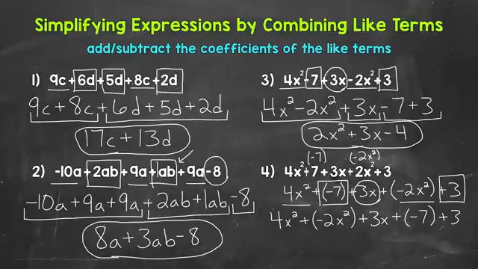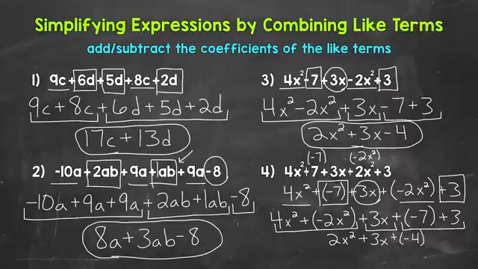Now we can combine like terms. We have 4x squared plus negative 2x squared. 4 plus negative 2 is 2, so we have 2x squared plus 3x plus negative 7 plus 3. Negative 7 plus 3 is negative 4, so plus negative 4.